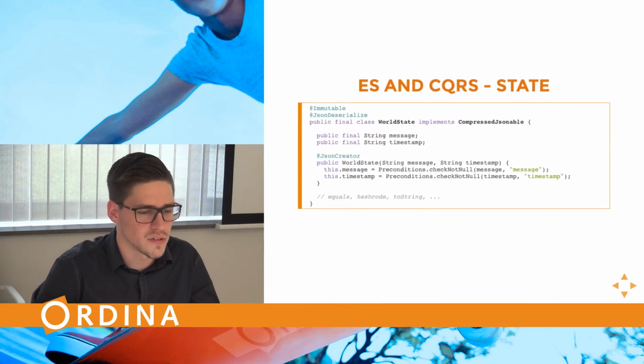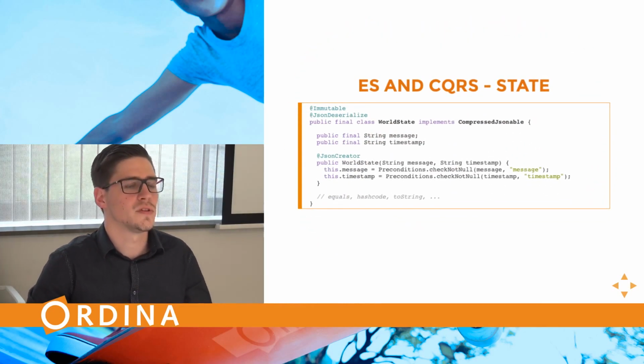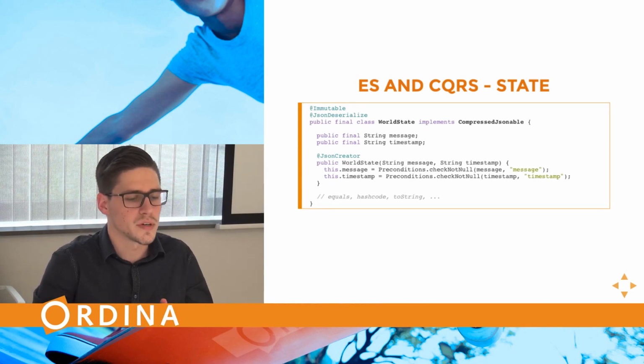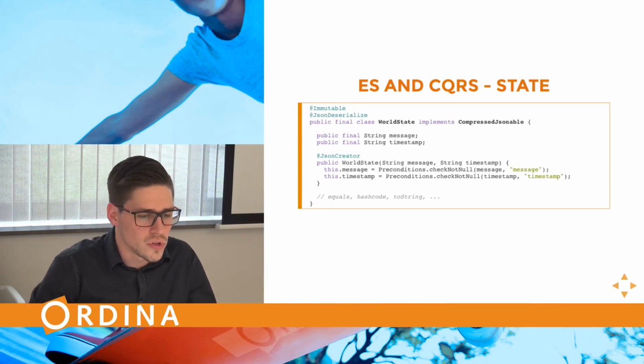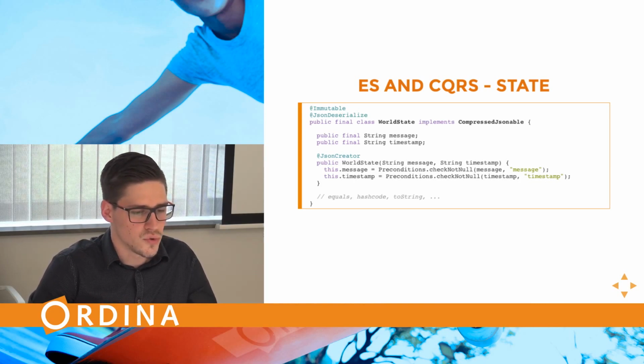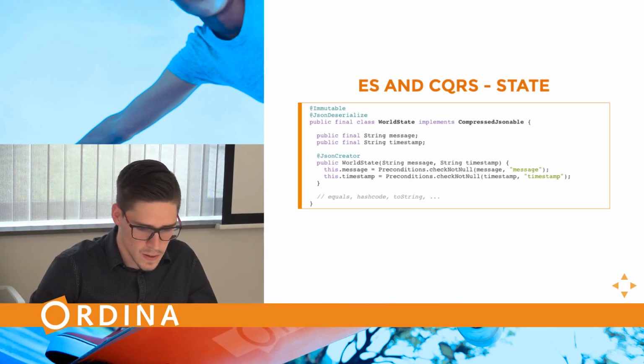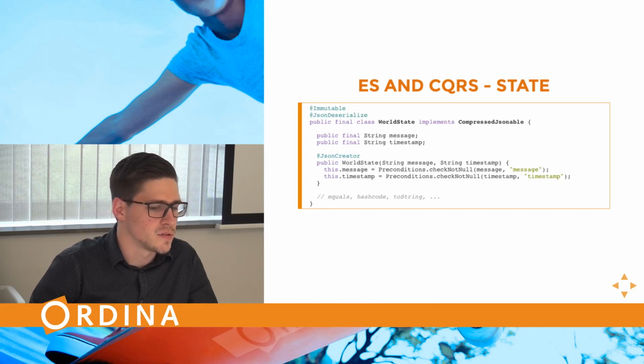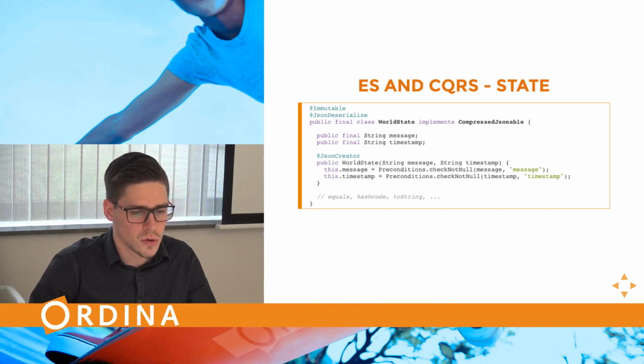Then we have a state class. The state class basically describes the state of your persistent entity. So you see right here that the world state that I've defined has two fields, namely a message, a string, and a timestamp, which is also a string. And that's basically it. It's just a simple Pojo class.